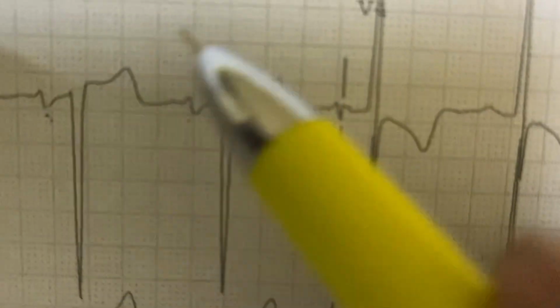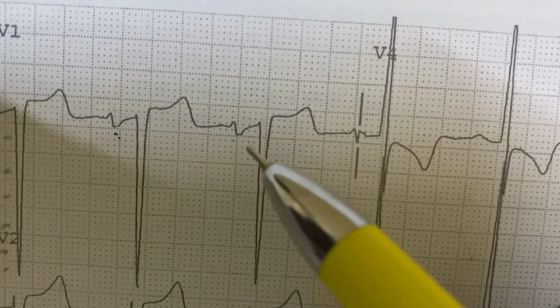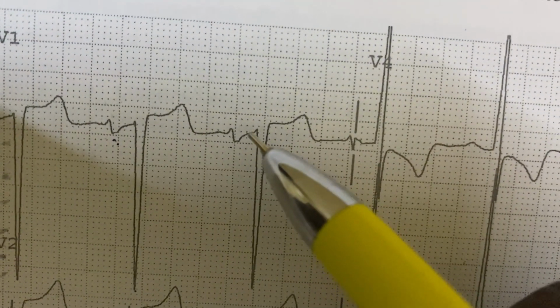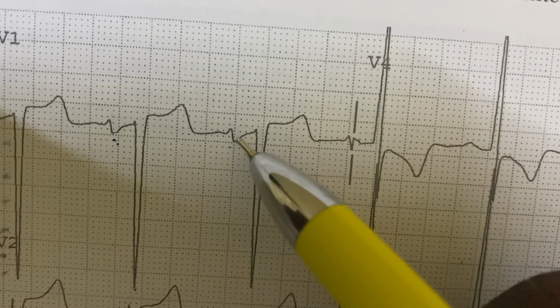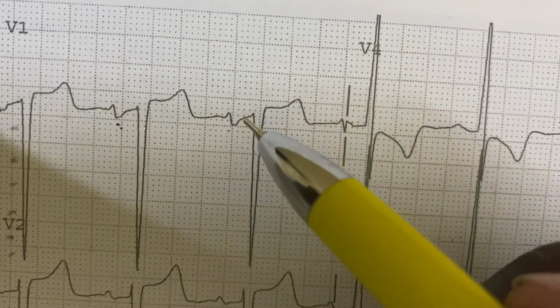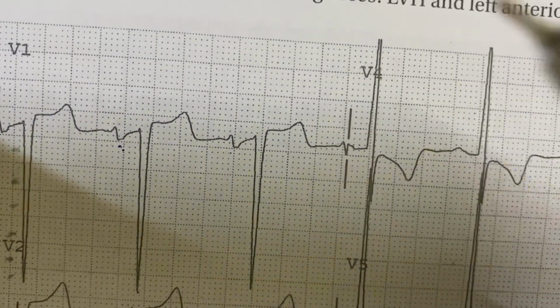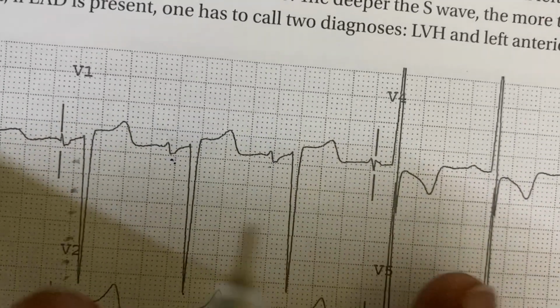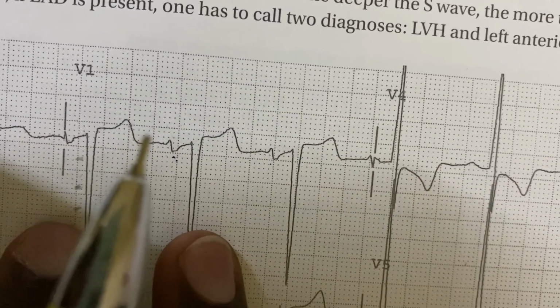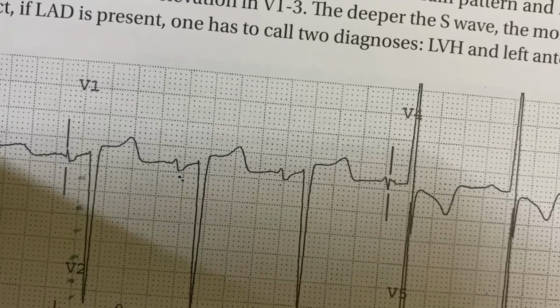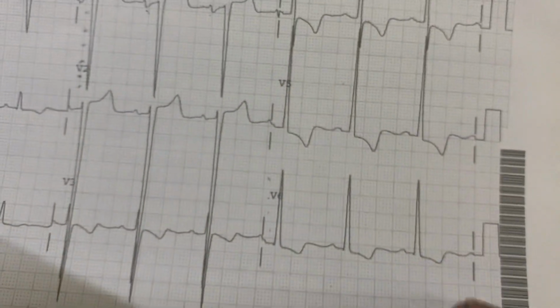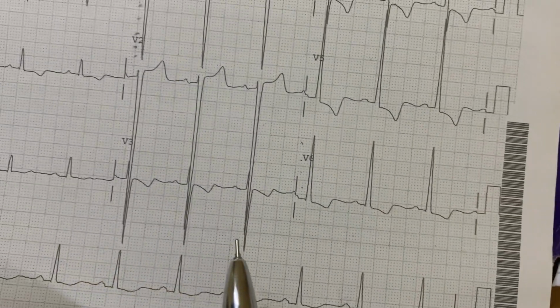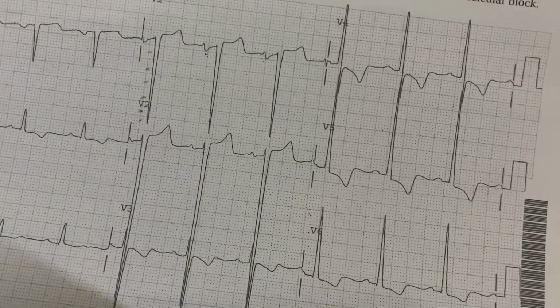But this one seems to be wider. You see, it is even notched. It is broad. P terminal force is broad. So this is left atrial enlargement. It is there. And now let's see ventricular enlargement or hypertrophies. Are they there or not?